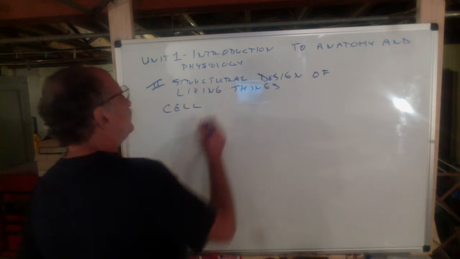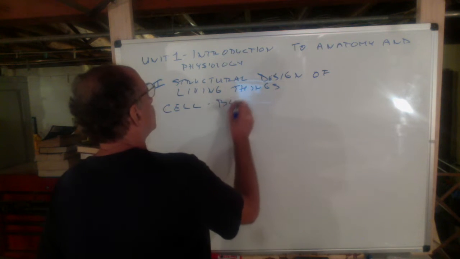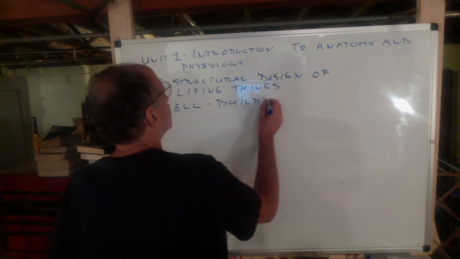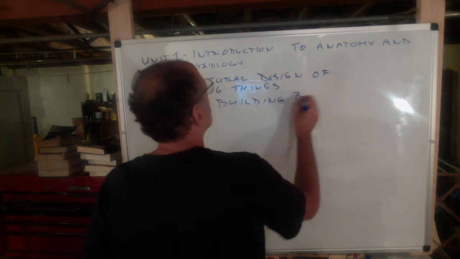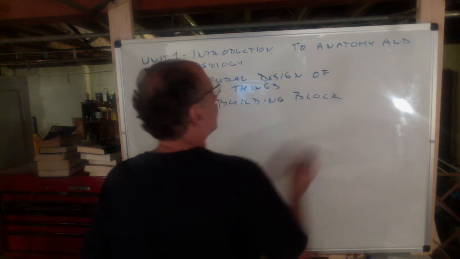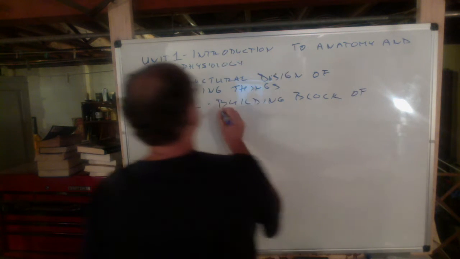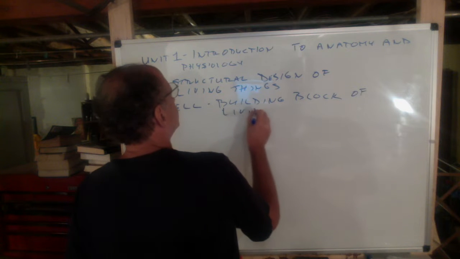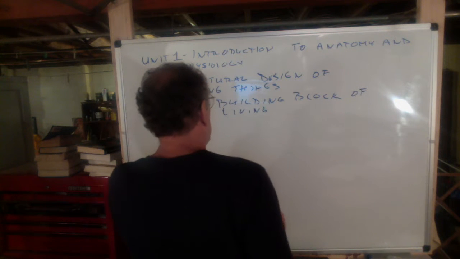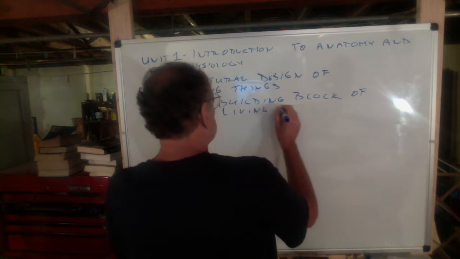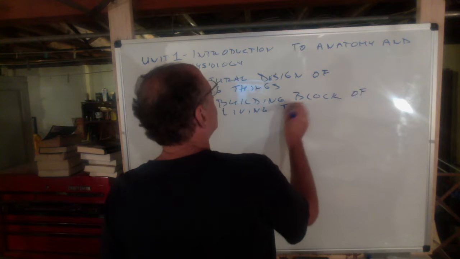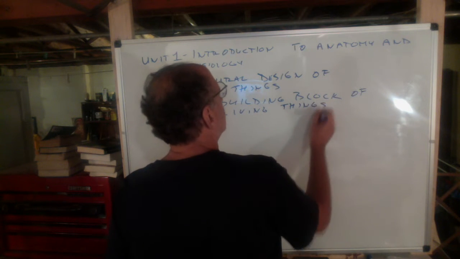So the cell is the building block of living things. There's different definitions. This is a very simple definition. All living things are made out of cells.